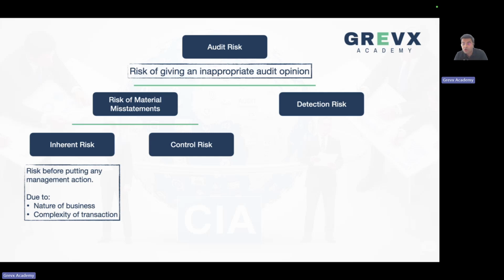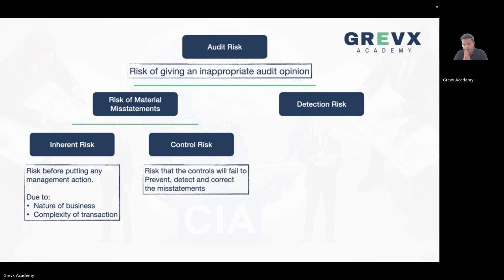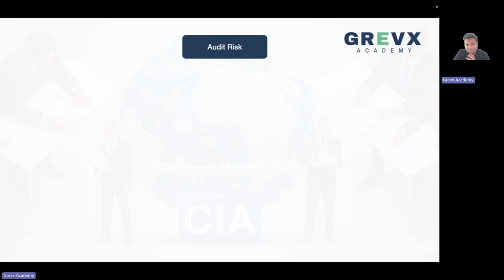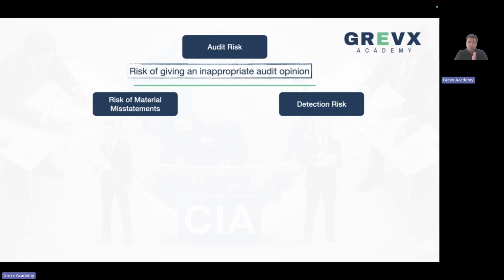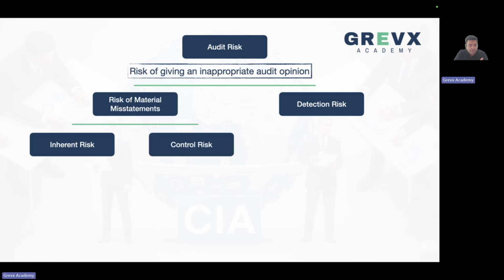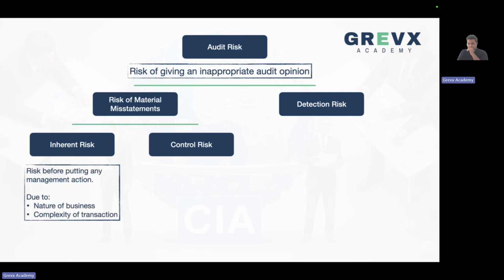Then we have control risk. Now, what is control risk? Okay, before this, let's just think about it. Why do we have the controls in the very first place? Think about it a moment. Why do we have controls in the first place? Now, you might want to say that, Ayush, we have controls so that we can prevent a risk from materializing. And you are absolutely right.